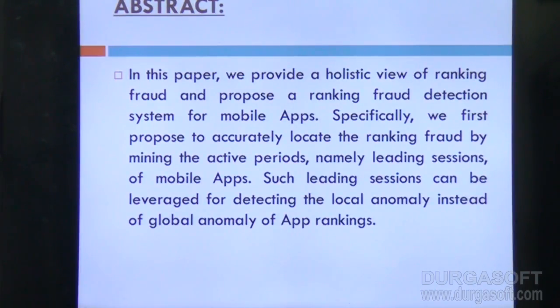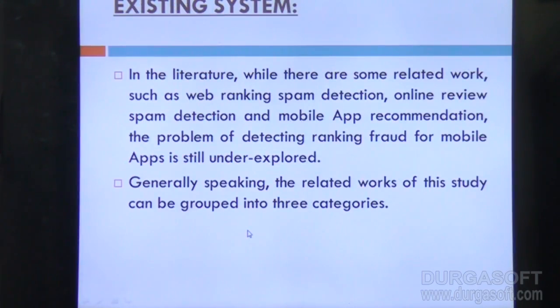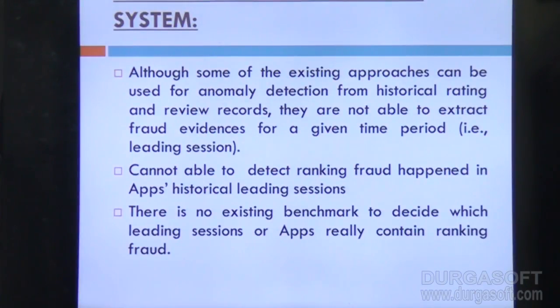Fine. We are maintaining a ranking fraud, and the purpose of a ranking fraud detection system is specifically to look at the ranking fraud by mining the active periods, namely leading sessions, and then check the rankings. The existing systems have some disadvantages. However they maintain the records, they are not able to extract fraud evidences for a given time period. The time period is nothing but leading sessions.